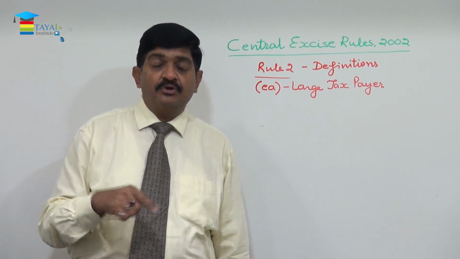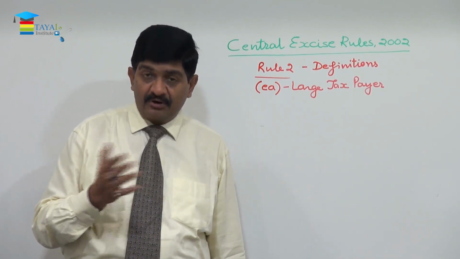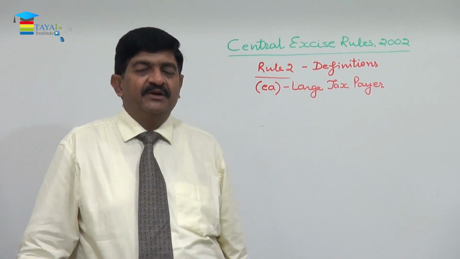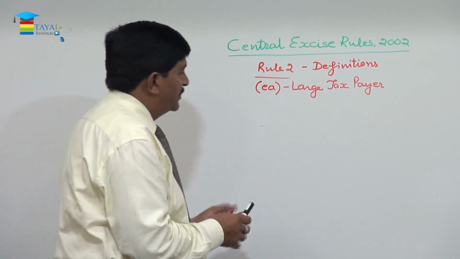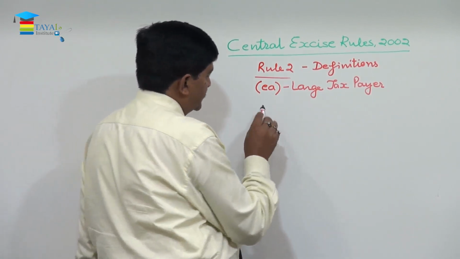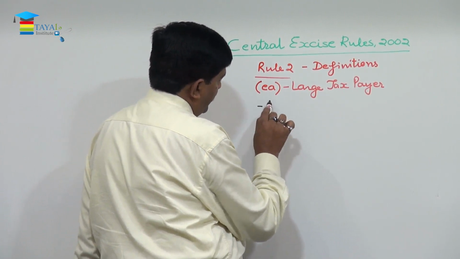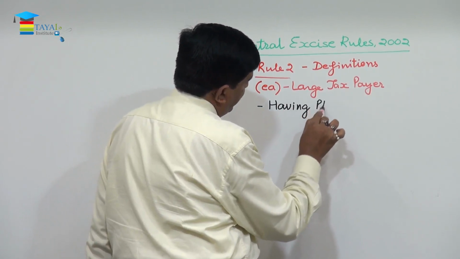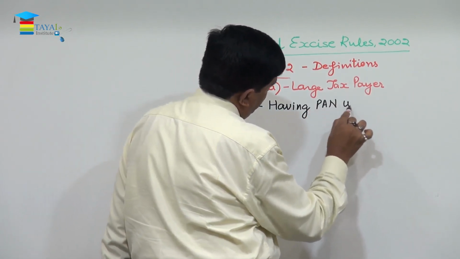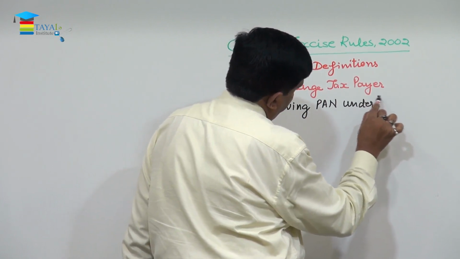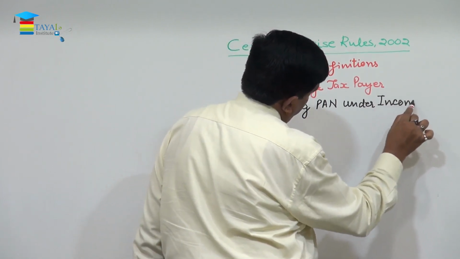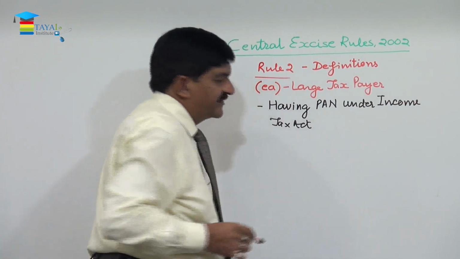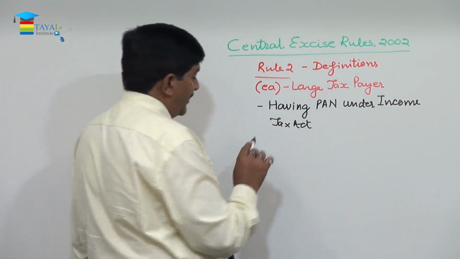Friends, here we'll talk about the large taxpayer units in a separate rule, but in sandwich credit we already talked about who is the large taxpayer. So the relevant definition is from here. So large taxpayer, this is requirement number one, having permanent account number under Income Tax Act. First requirement.